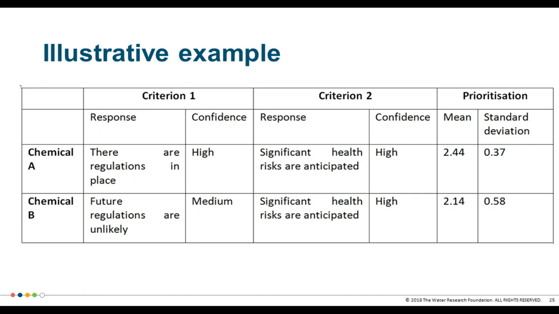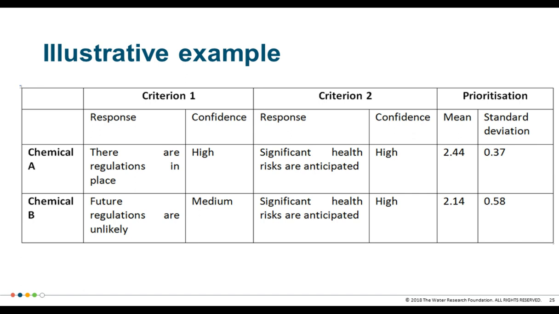It sounds reasonable. You would usually know whether or not there are regulations in place, and from that is calculated a mean and a standard deviation based on the 11 criteria, for which only 2 of them really contributed in this case. For chemical B, in this illustrative example, it indicates that future regulations are unlikely. We're not expecting that this chemical is going to be regulated, but only with a medium level of confidence. We can't know for sure, and therefore we end up with a different prioritization.